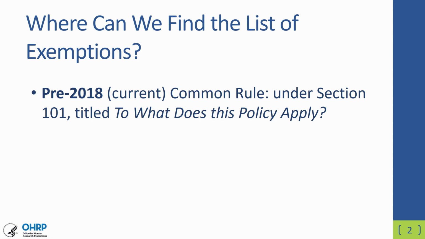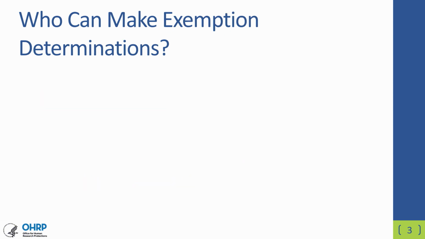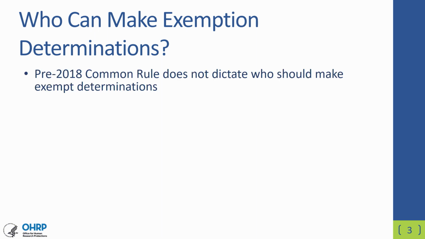In the Pre-2018 Common Rule, the exemptions can be found under Section 101, which is titled, "To what does this policy apply?" In the Revised Common Rule, there is a new Section 104 titled Exempt Research, which includes all the exemptions within. Another clarification that's necessary is that there have been no changes in the Revised Common Rule regarding who can make an exemption determination.